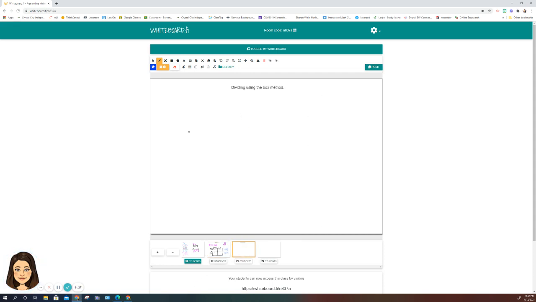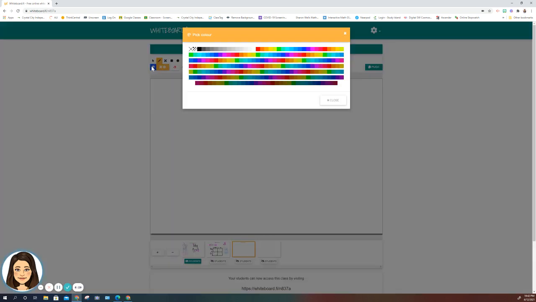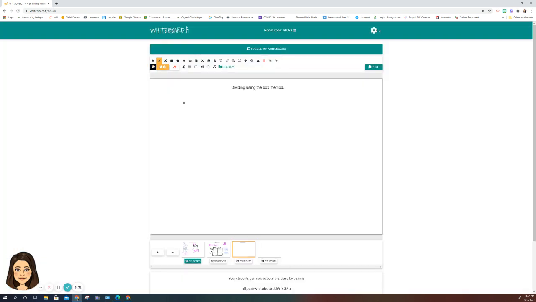Then divide using the box method. So when you divide using the box method, let's say we are dividing 2,486 divided by 7 equals blank. So we're looking for our quotient.